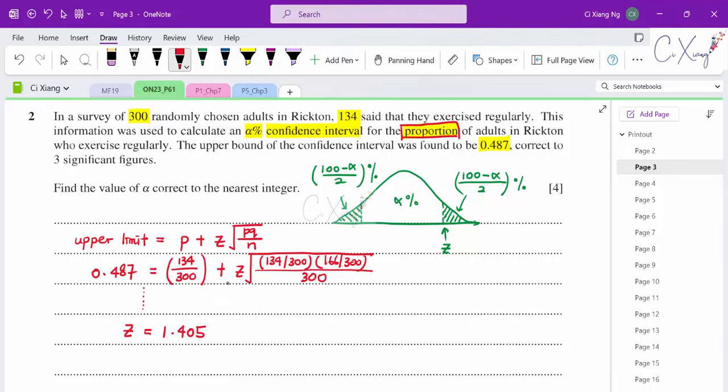Okay, so we successfully found the value of Z by using this upper limit. So it should be 1.405, which means the value of Z is 1.405 for our question here. Okay, so now I'm interested to find out this area, so that I can compare this area with the percent here. Some students might want to find the smaller than area, that also can.